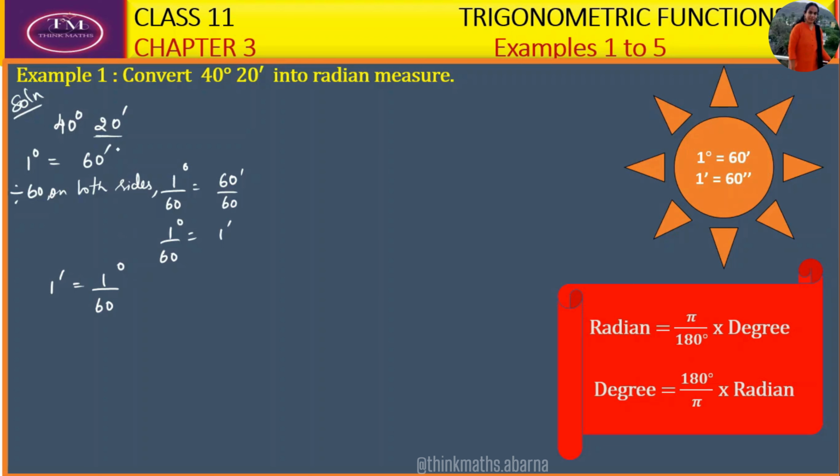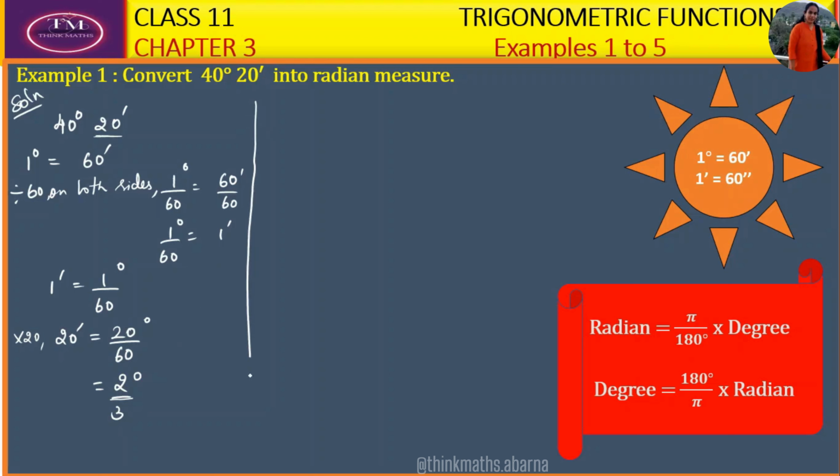Now we have 20 minutes. If you multiply by 20, you will get 1 into 20 is 20, so 20 will be in the numerator. So it is 20 by 60 degree, which is 2 by 3 degree. So 20 minutes is nothing but 2 by 3 degree. If you convert minutes to degree, it will be less than 1. Okay, so 2 by 3 is less than 1.